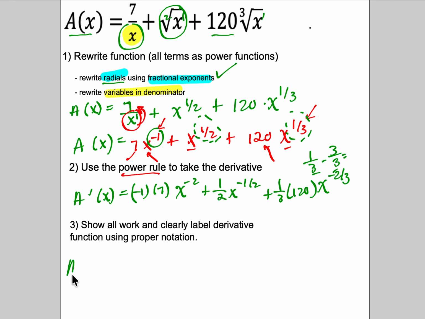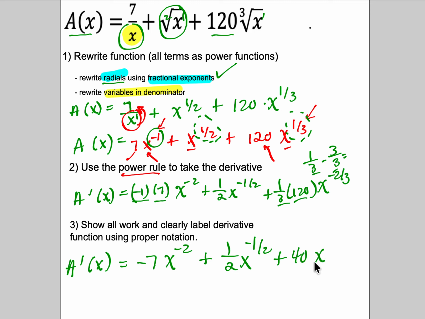So now what I would do lastly is clean this up. A prime of x is equal to -1 times 7 is just -7x to the -2, plus 1/2 x to the -1/2. And then 120 divided by 3 is 40. So 40x to the -2/3. That's my answer. Let's look at another one.